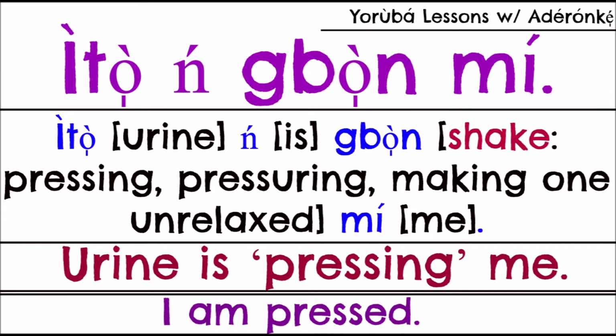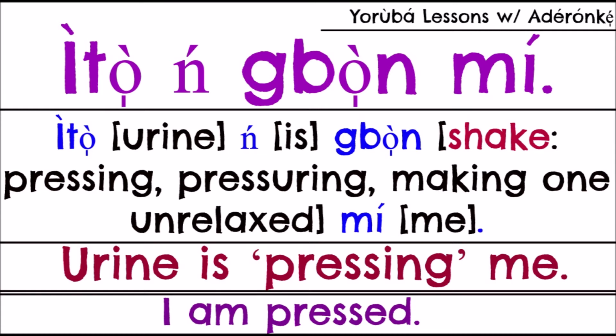Bon is shake. It connotes shake or shaken, depending on how you want to use it within a sentence. And it connotes pressing, pressuring, making one unrelaxed, shaking one. So this sentence is, urine is pressing me. Urine is making me unrelaxed. You know, the urge to pee is disturbing me, kind of. So I'm pressed. I have to pee, is what this example sentence means.